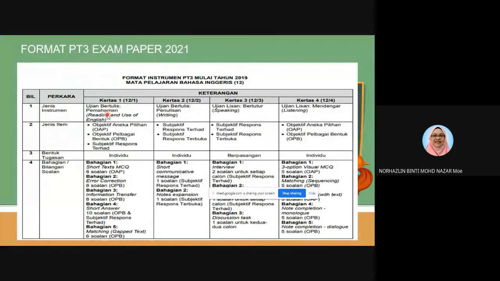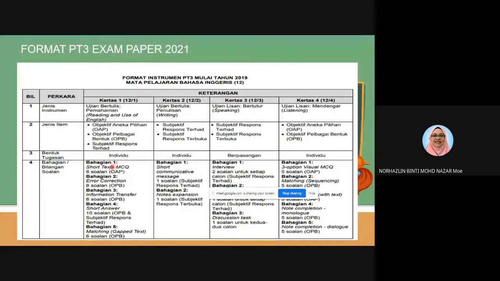Okay, so pemahaman, you have your pemahaman. Okay, reading and use of English. Okay, jenis item, objektif aneka pilihan. And then objektif pelbagai bentuk, OPB, subject response. Ini jawab secara individu. Okay, what about bilangan soalan? So you have how many sections?